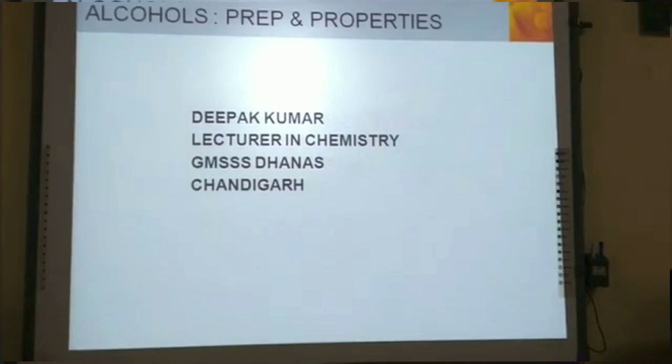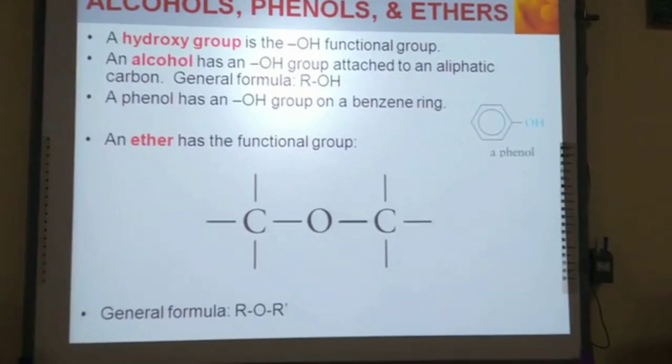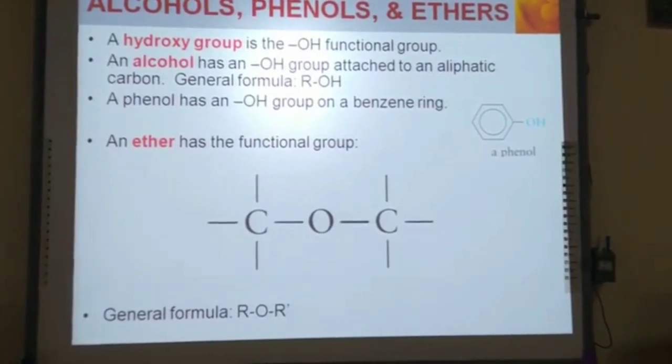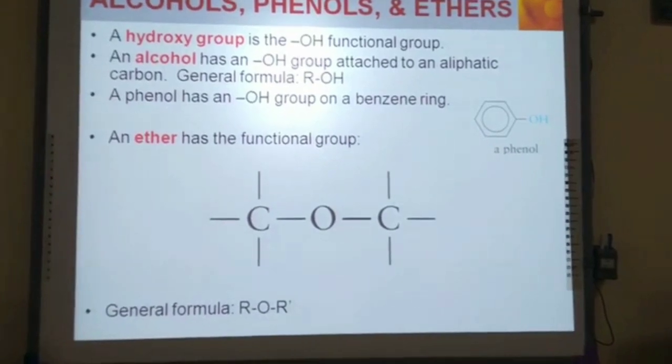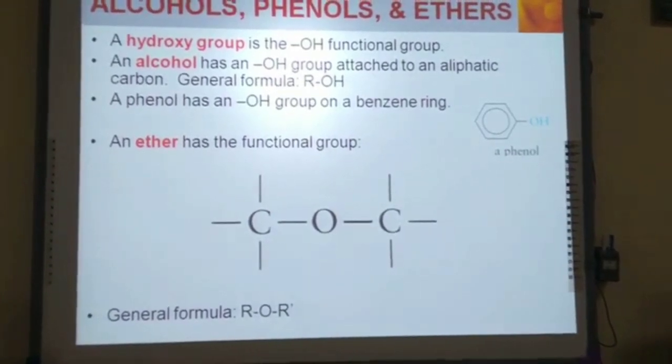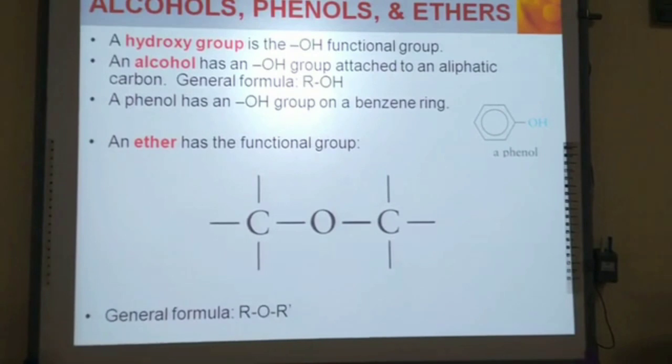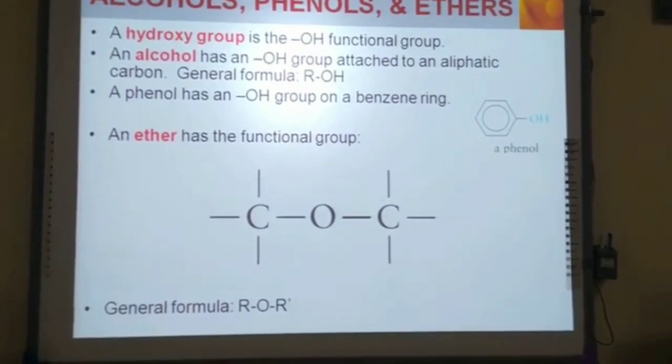Well friends, from the chapter Alcohol, Phenols and Ether, today we discuss the alcohol, its physical and chemical properties. Alcohol contains the OH group, which is also called the functional group. When the OH group is attached to an aliphatic carbon, it is called alcohol, and when the OH group is attached to a benzene ring, it is called phenol.